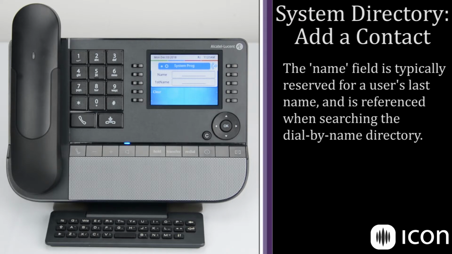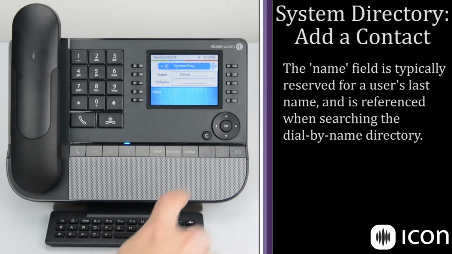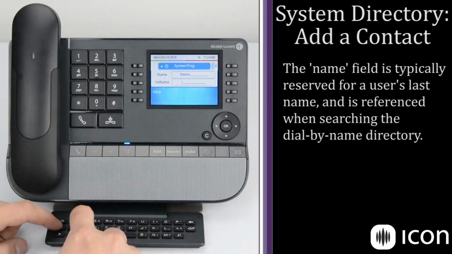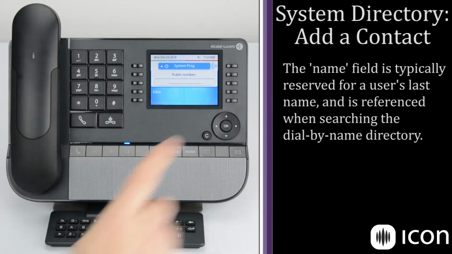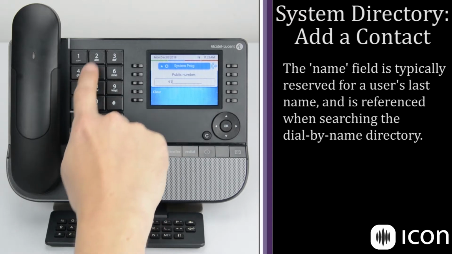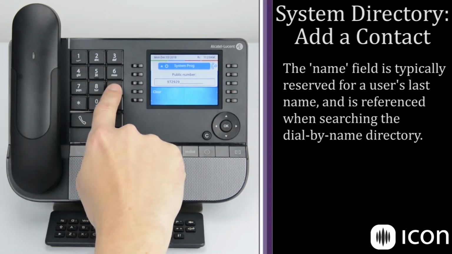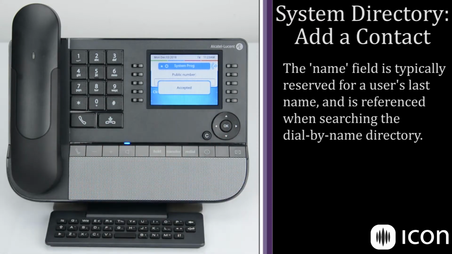The name field at the top is typically the user's last name. Most importantly, this is the field used by the dial by name directory when searching for contacts. So we'll start by entering the last name of the speed dial I'd like to program. Use the navigation array to scroll down to the first name, and now I'll enter the first name, and select OK. Next we enter the number we'd like to program with this contact. Select OK. And that has been accepted.